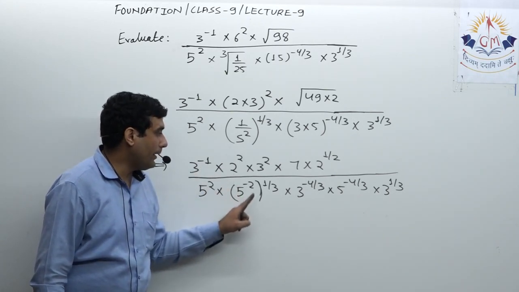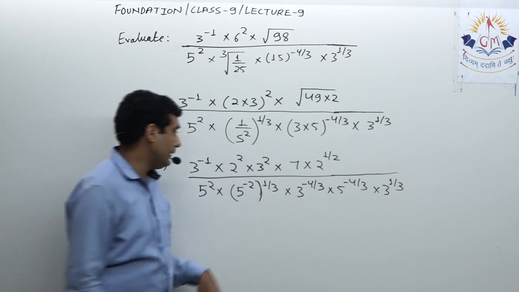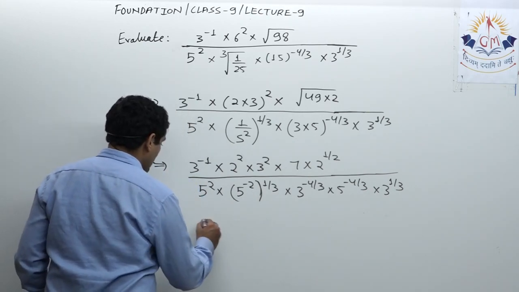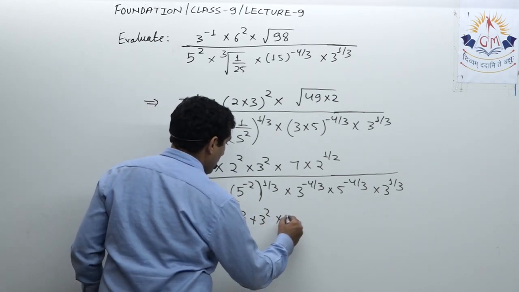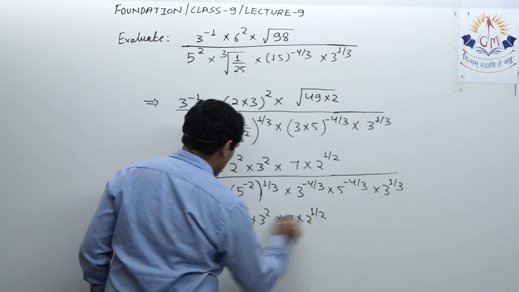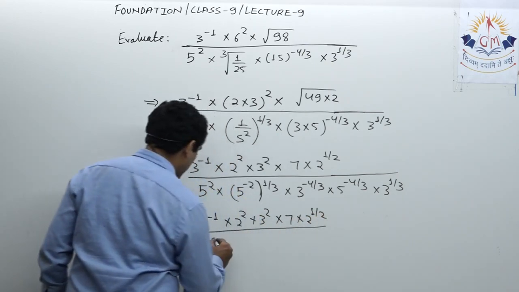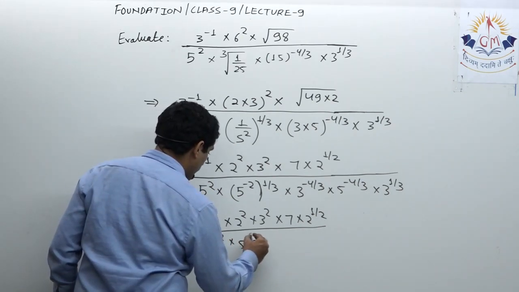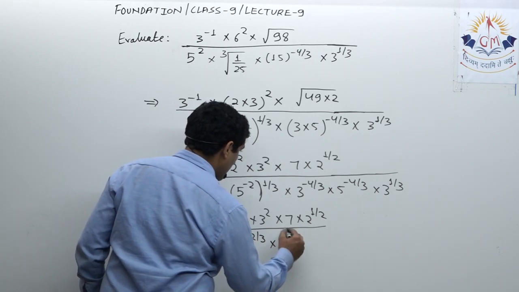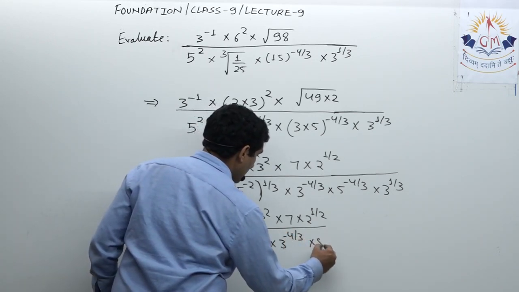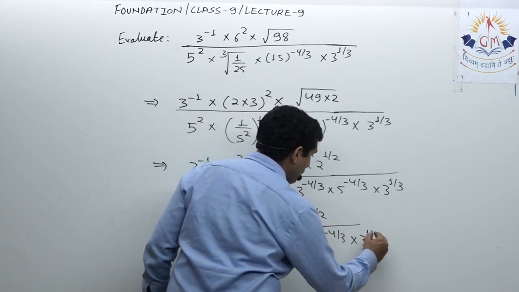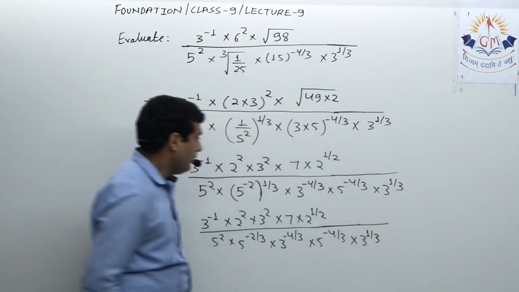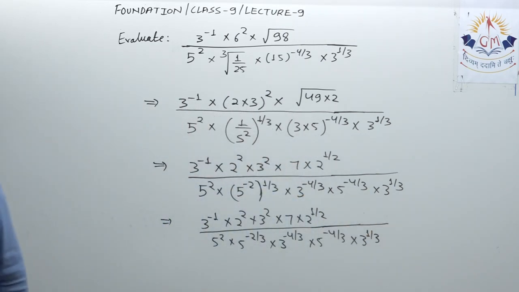Only here I have to apply one formula, that is 5 raised to minus 2 by 3. So in the next step it is 3 raised to minus 1, 2 square, 3 square, 7 into 2 raised to 1 by 2 divided by 5 square into 5 raised to minus 2 by 3 into 3 raised to minus 4 by 3 into 5 raised to minus 4 by 3 multiplied by 3 raised to 1 by 3. Okay, so note it down up to this, then I will give you the further solution.